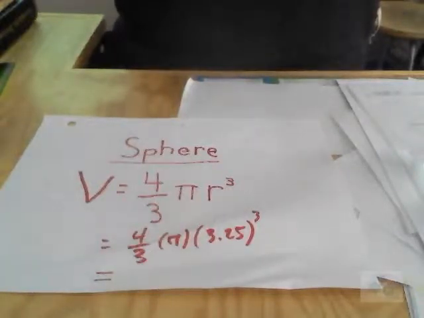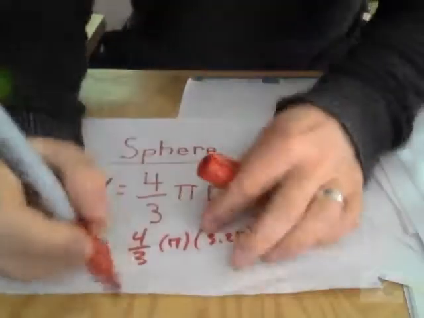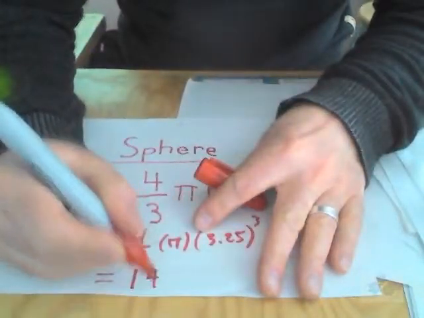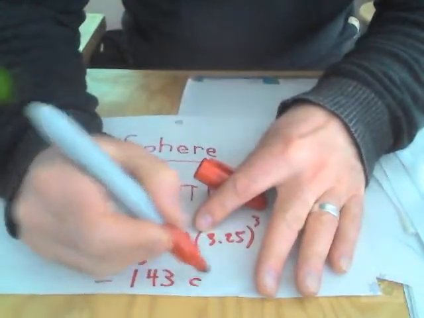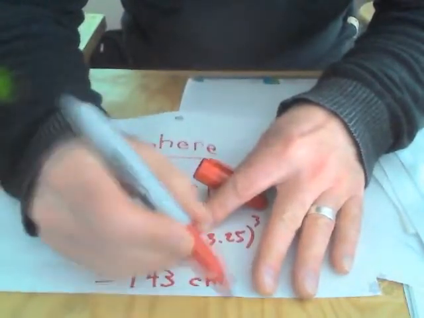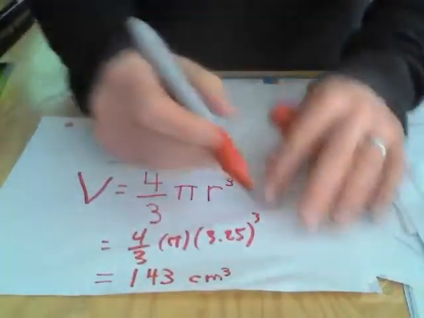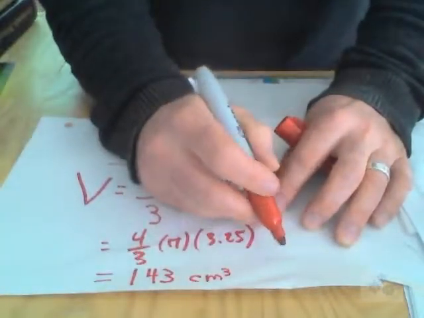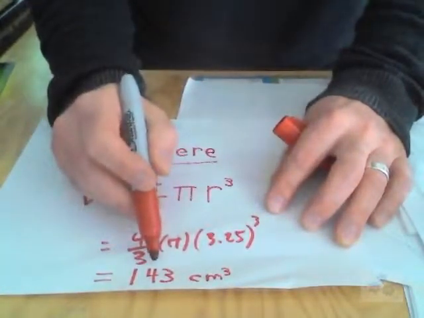143? What'd you get? 143? Okay. And did all you guys get 143? Okay, so this is about 143 centimeters cubed. Well, that's a little bit different than our approximate 125, right? It's a little bit more.